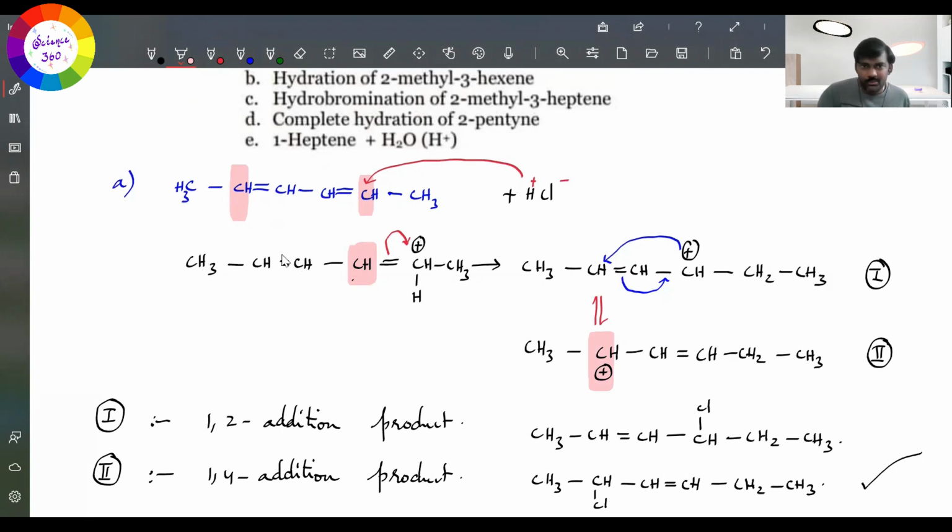So thermodynamically, what is the more stable major product, if you ask? The 1,4 addition product will be the major product. Okay, we will be getting slightly higher amounts of it. Right. So let us go with the next, the second one.